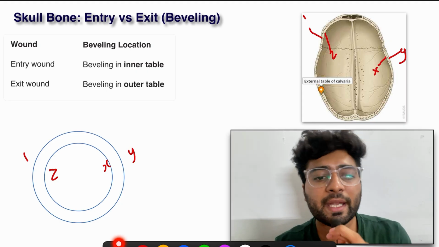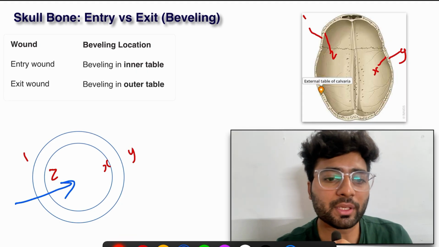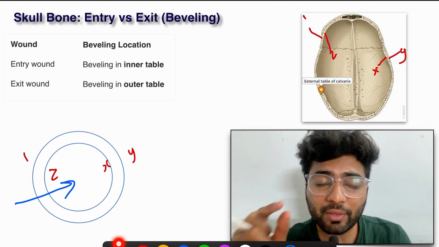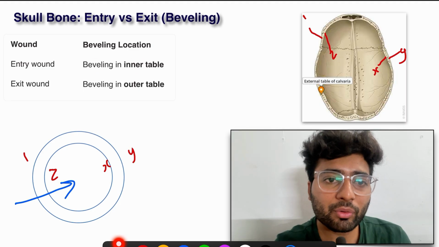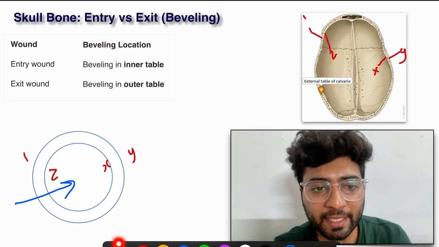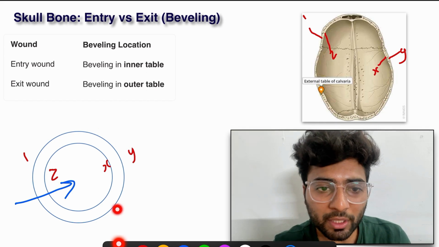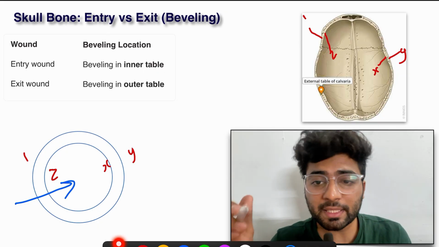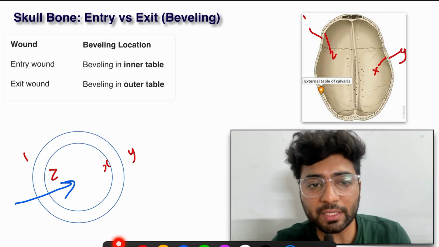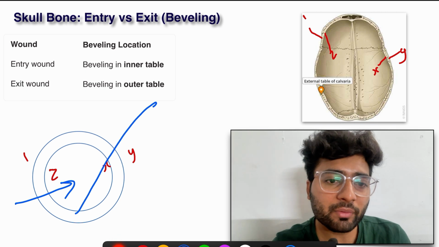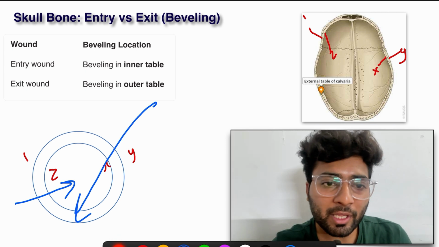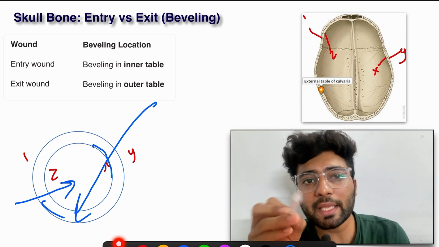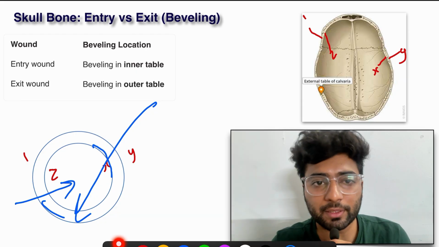So in the entry one, let's say the bullet enters from here, then which layer is not supported? Layer 2 is not supported, right? So that beveling or breaking will happen where? In the entry one it will happen on the inner table. See, this is the inner table. In the exit one, when the bullet exits, this outer layer is not supported, so we'll see beveling in the outer layer. So based on this we'll say, okay, this was the entry wound over here and this was the exit wound. If the bullet had gone the other way, then I would have seen the beveling on x and then on 1, right? So I can determine the entry and exit wound based on the beveling.